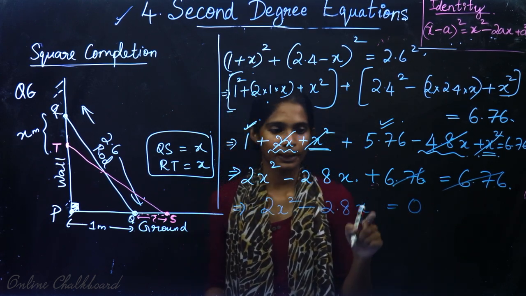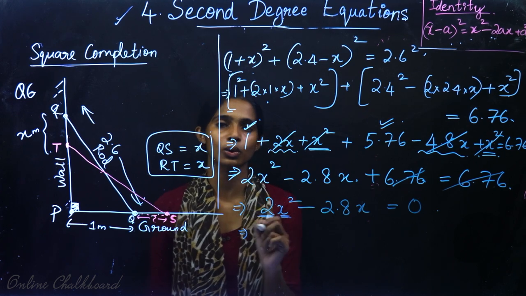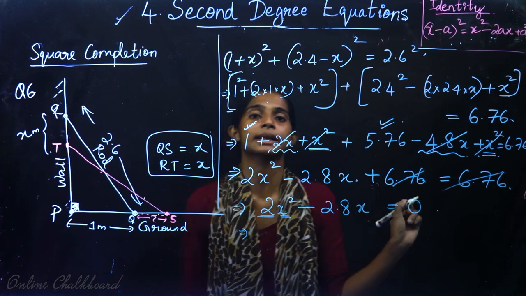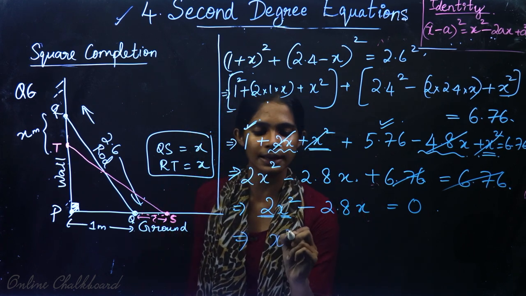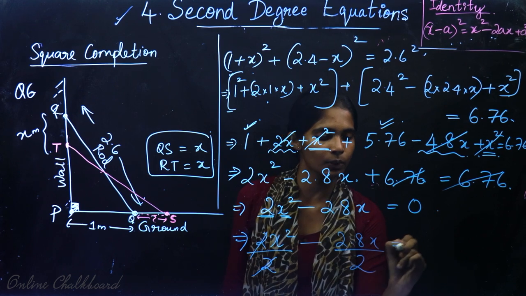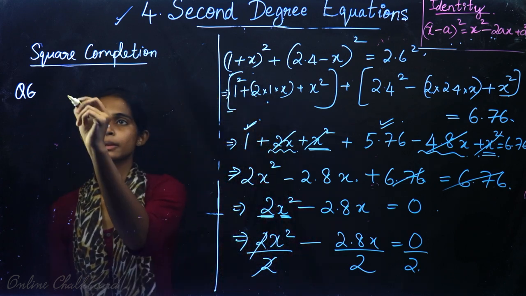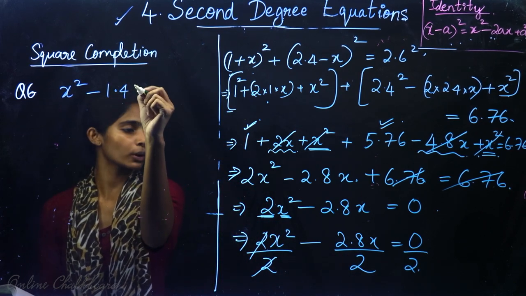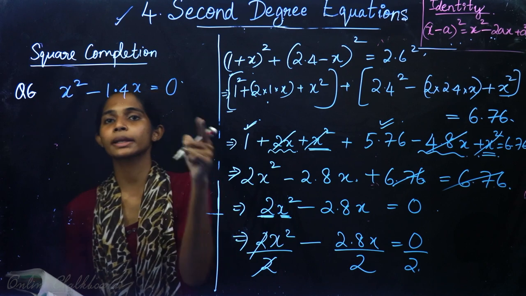Okay, we have the equation. Now, we have to simplify this. The coefficient of x square is 2, so we divide the equation by 2, left and right. 2x square divided by 2 is x square. So, x square minus 2.8x divided by 2 is equal to 0 divided by 2. Now, we simplify this. First term will become x square. Second term is minus 2.8 divided by 2, that will be minus 1.4x. Is equal to 0, since 0 divided by any number is 0. Now, we get this equation.